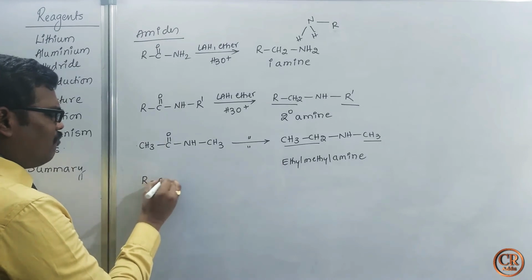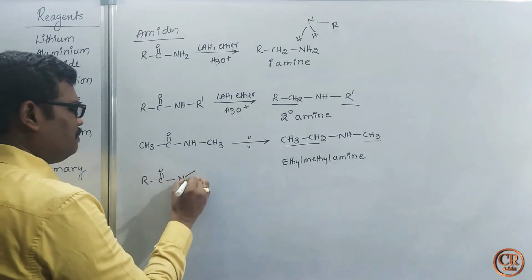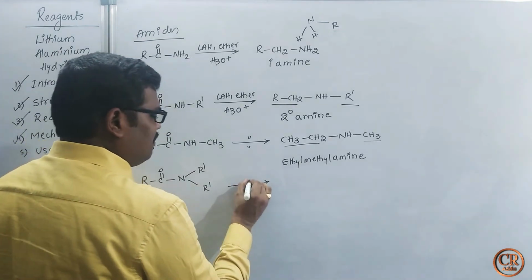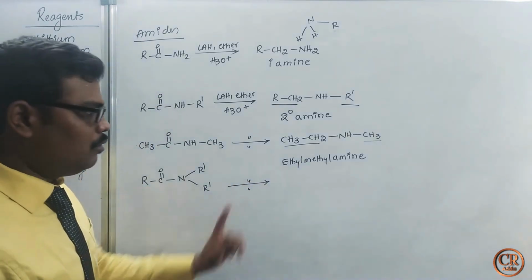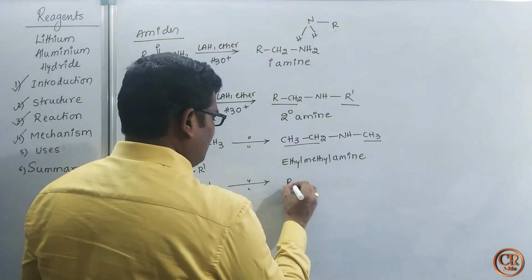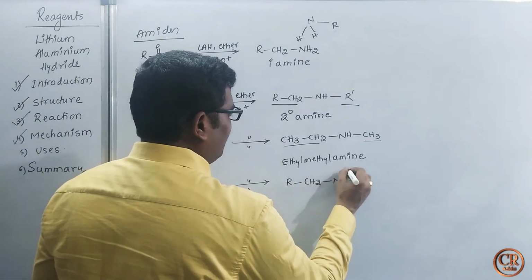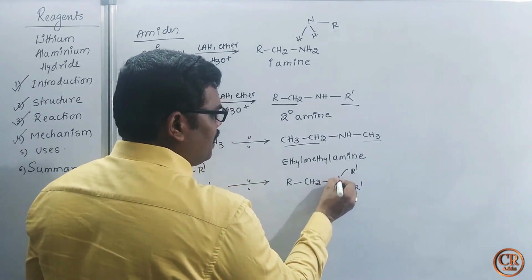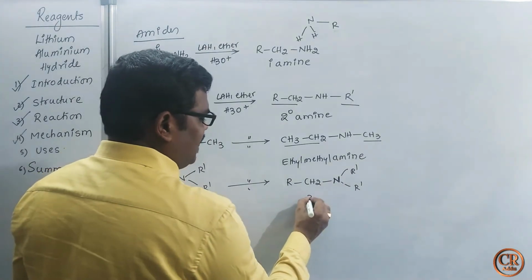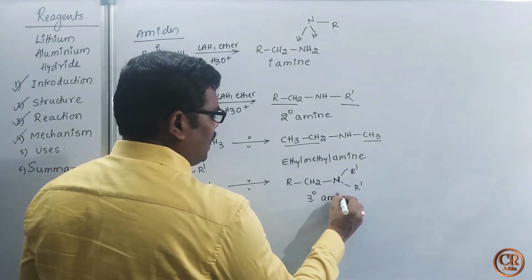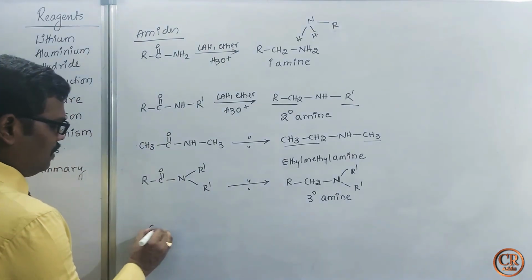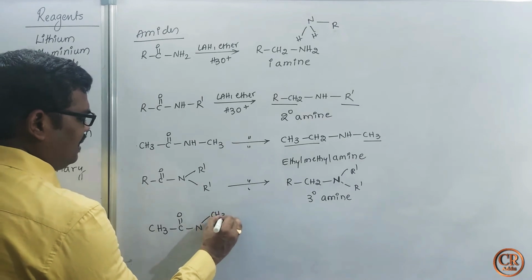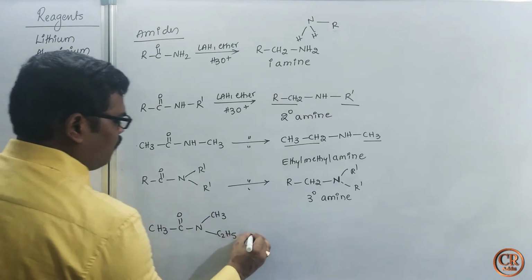Now, I am taking one more substituted amide. This is also called substituted amide. When it reacts with lithium aluminium hydride in ether followed by acid hydrolysis, it gives RCH2NR'R'. Here 3 hydrogens of ammonia are replaced by alkyl group. That's why it is called a tertiary amine. Now we'll take one example. CH3 C double bond O N CH3 C2H5.